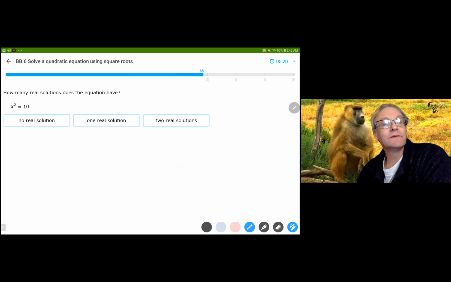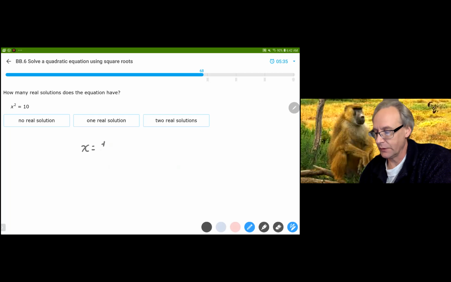In this case, you're going to have 2 real solutions. It's going to be the square root of 10, which is approximately 3.14. It just so happens, I think it's 3.13, but approximately. It's irrational, but x is equal to plus or minus the square root of 10. We can say it's approximately plus or minus, I believe, 3.13.